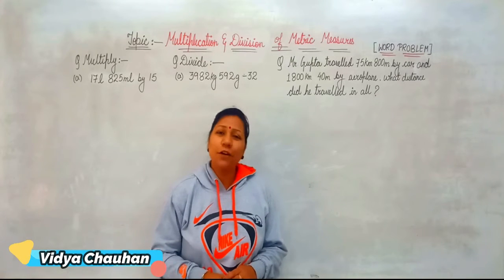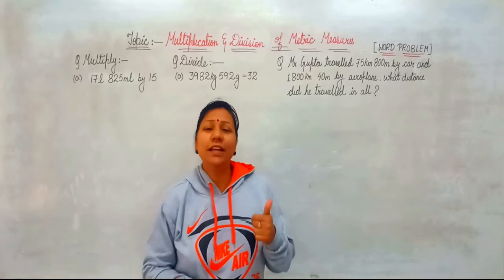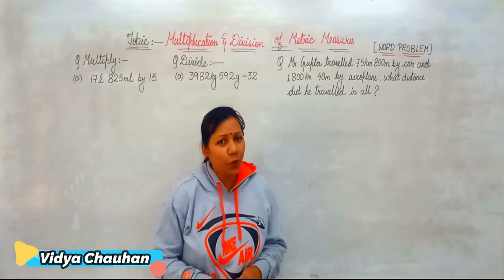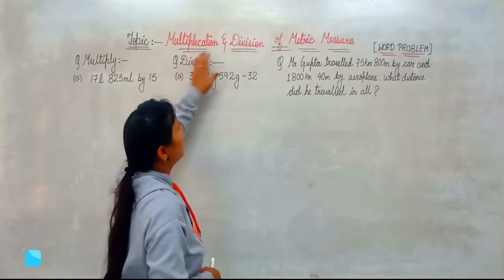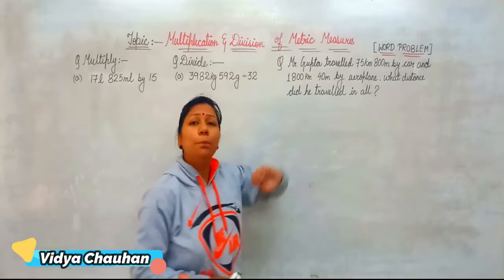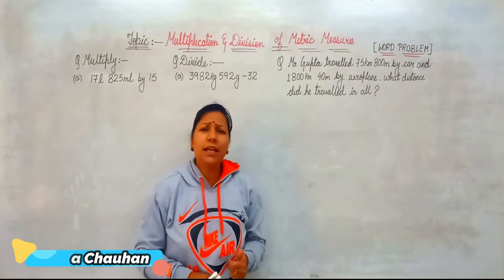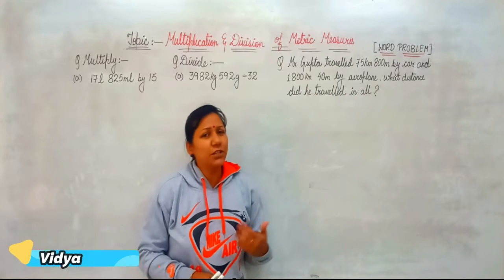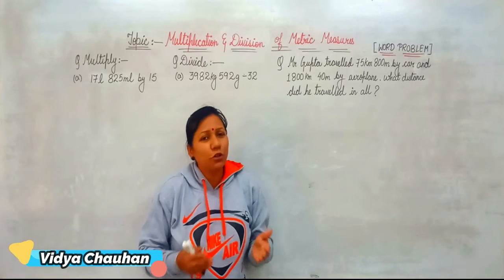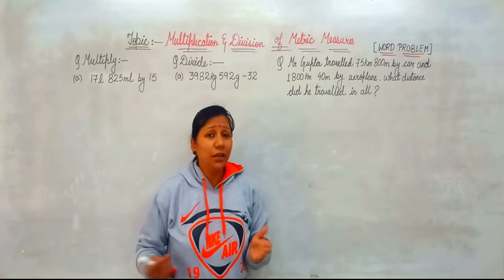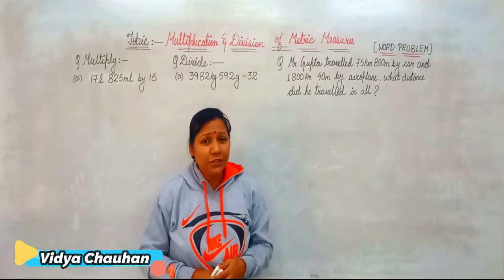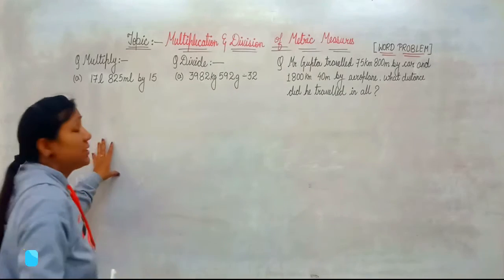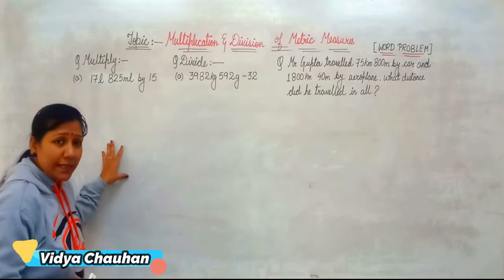Now students, after doing the addition and subtraction of metric measures, now we will do the multiplication and division related to metric measures. And just like addition and subtraction, multiplication and division of metric measures are also the same as we were doing in the whole numbers. Right students? So I have taken few questions from your work exercise.